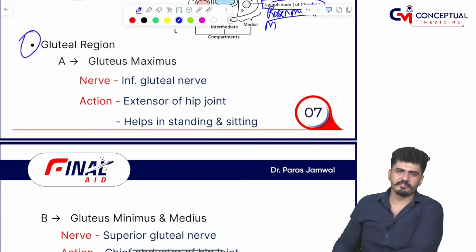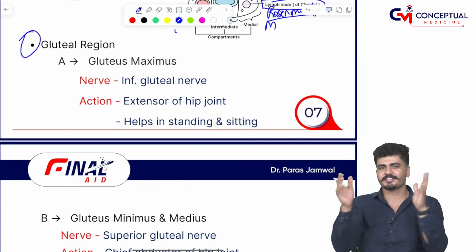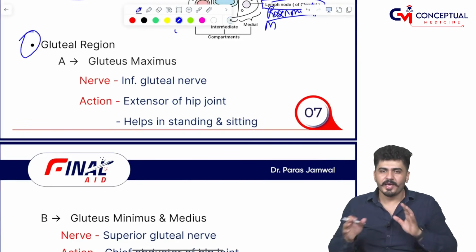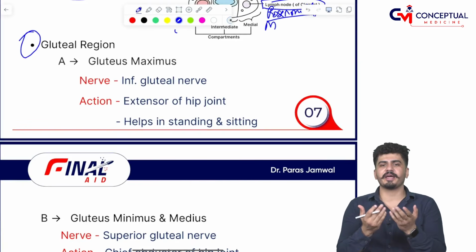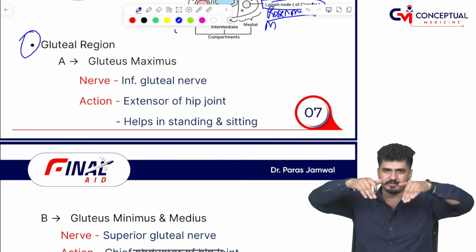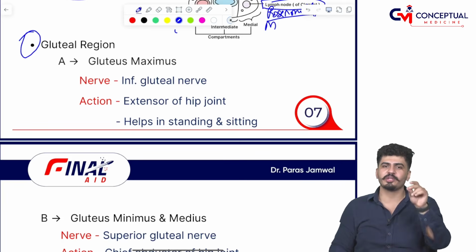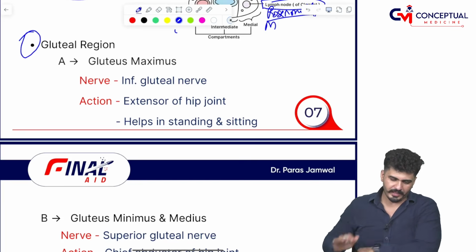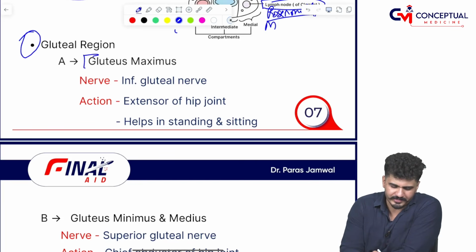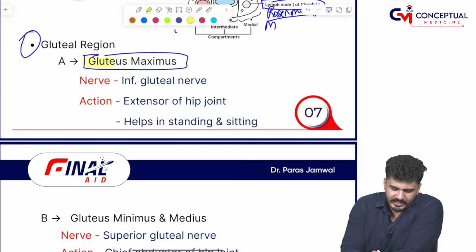Now the examiner's favorite region, the gluteal region. Yes, he asked about the muscle and the nerve supply. Bigger muscle, inner nerve supply. Smaller muscle, outer nerve supply. Remember this, and this is how we are going to learn all these things. In the gluteal region, we have a muscle called gluteus maximus. The nerve supply of gluteus maximus is the lower nerve, the inferior gluteal nerve.